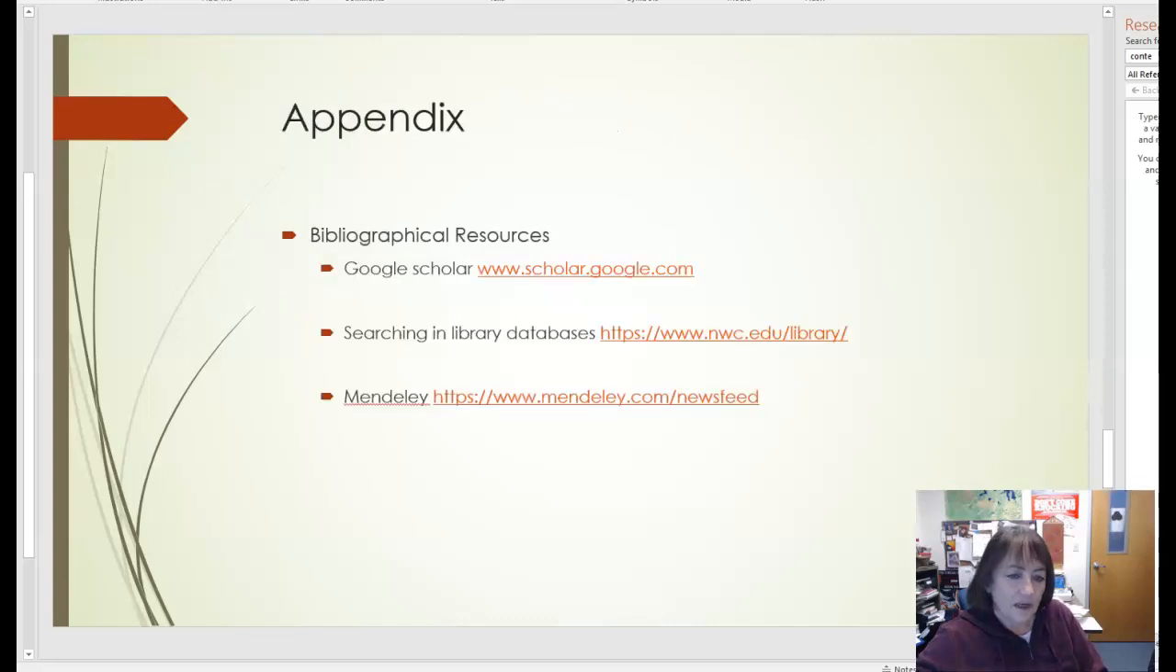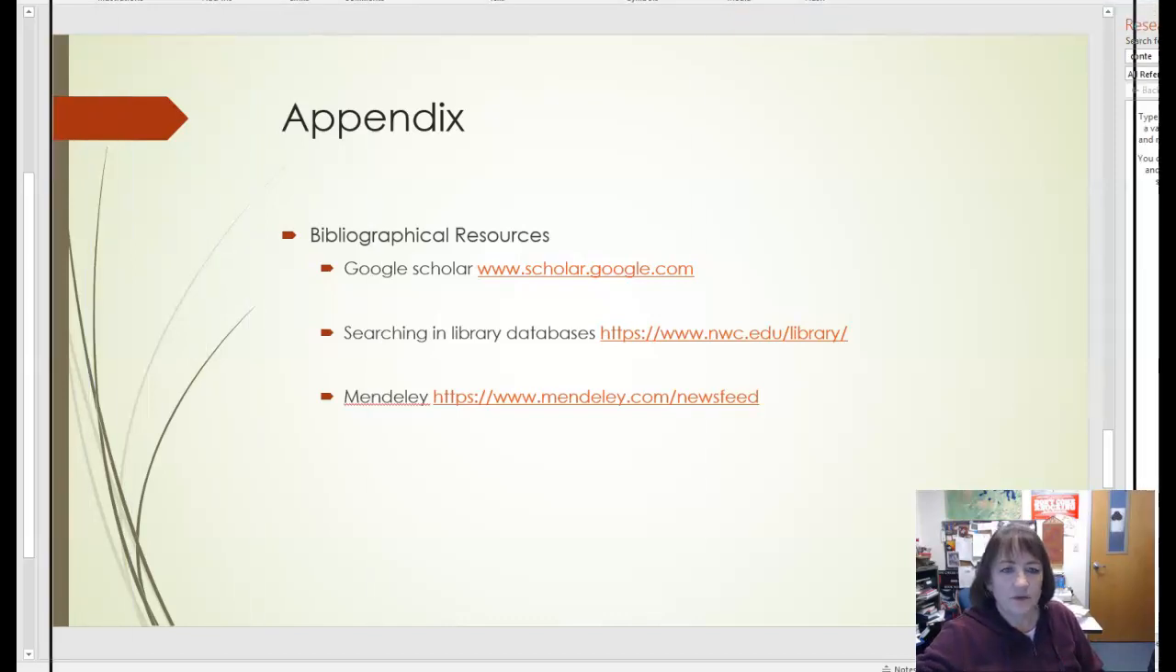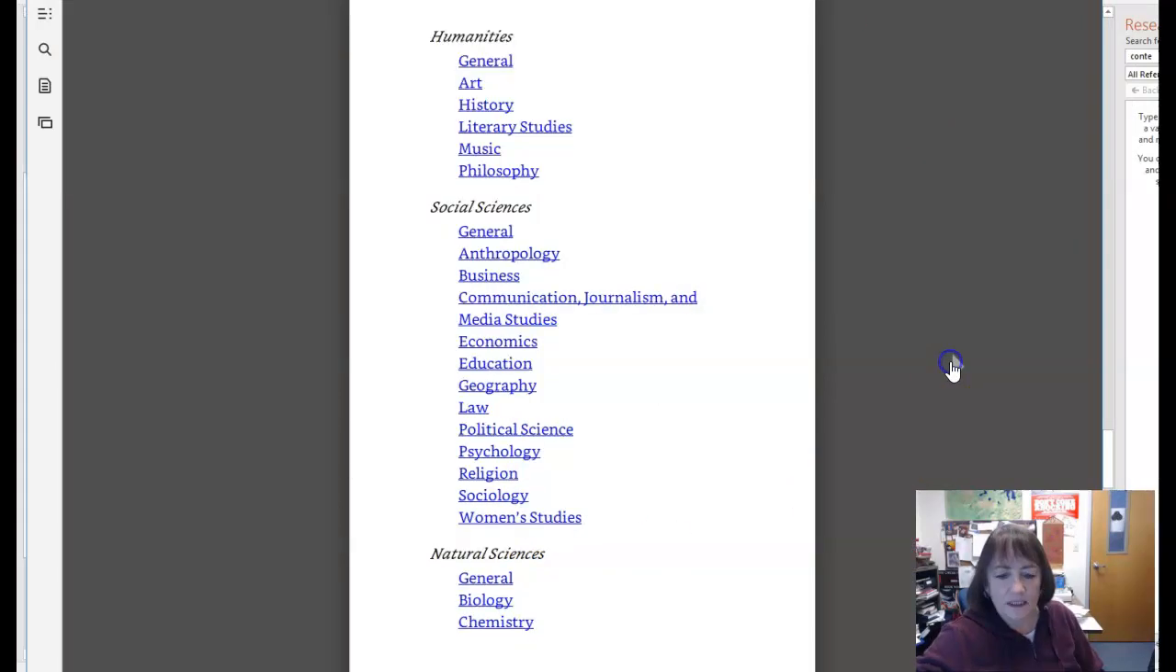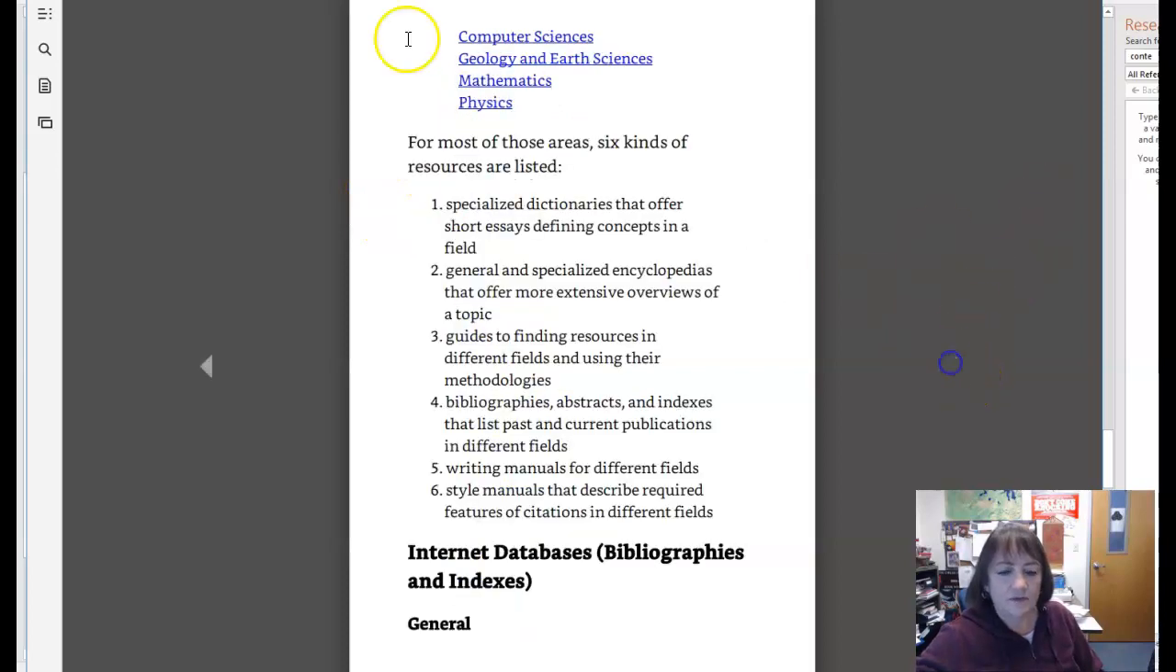The last piece of this section 5 in The Craft of Doing Research talks about bibliographical resources. And our authors have a bunch of things outlined for us in terms of where different types of research can be found. So I'll show that to you really briefly. But I've sort of organized this material a little bit differently. But they talk about internet databases, print and electronic resources, and you can go through and you have hot links to a bunch of different stuff.